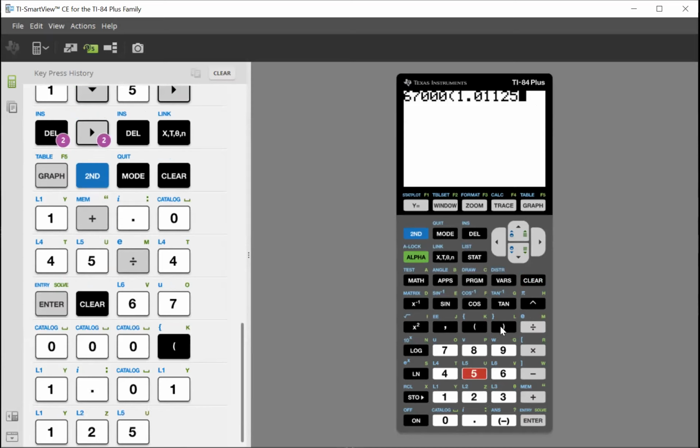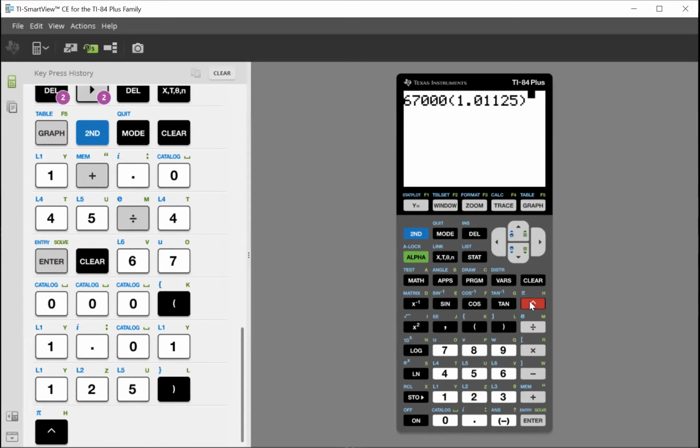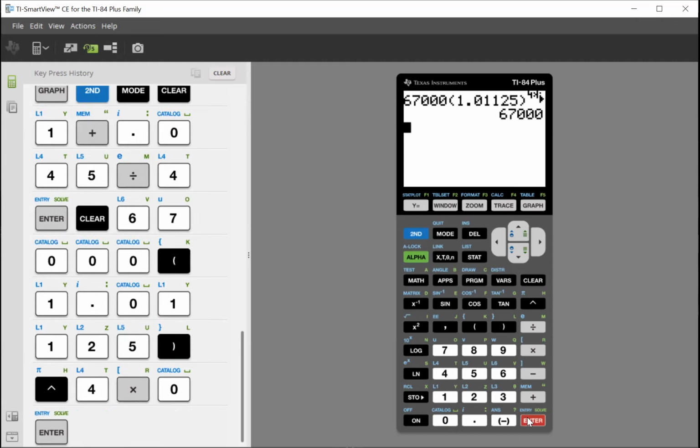1.01125, close parentheses. My exponent was 4 times T. Well, that'd be 4 times 0. Well, y'all, if 0 years have passed and I started with $67,000, what better be in that account? $67,000. Right, if I'm investing $67,000 and no time has passed yet, then I need $67,000 in the bank.